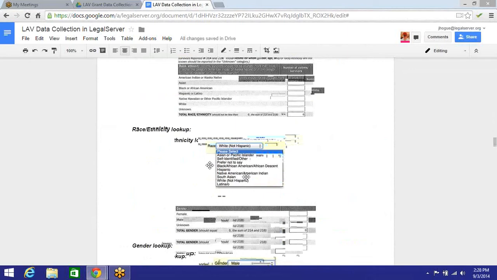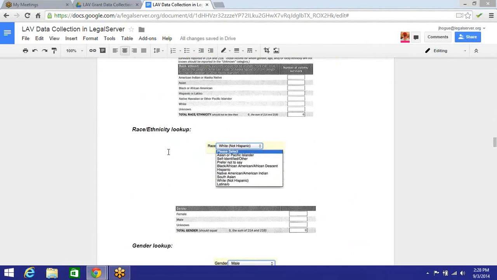This one actually seems to have a little bit of artistic license here with South Asian, which is actually not in their lookup. It's not in their list. So you can have a special race and ethnicity lookup just for this.